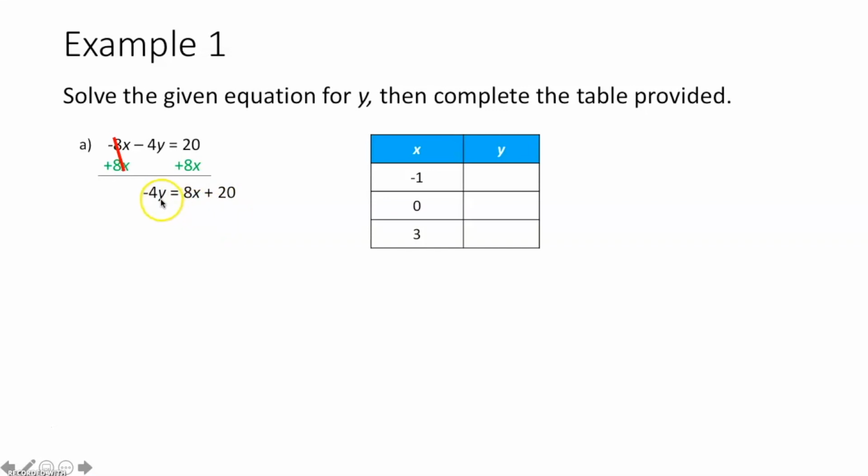Now again, we're solving for y. So we need to get all the constants and other variables to the right side. So we got the variable over here. Now we got to move this constant, negative 4, to this side. How do we do that?